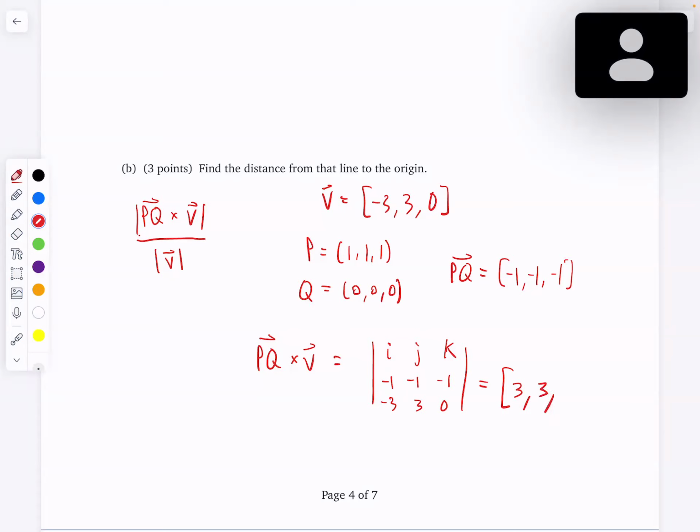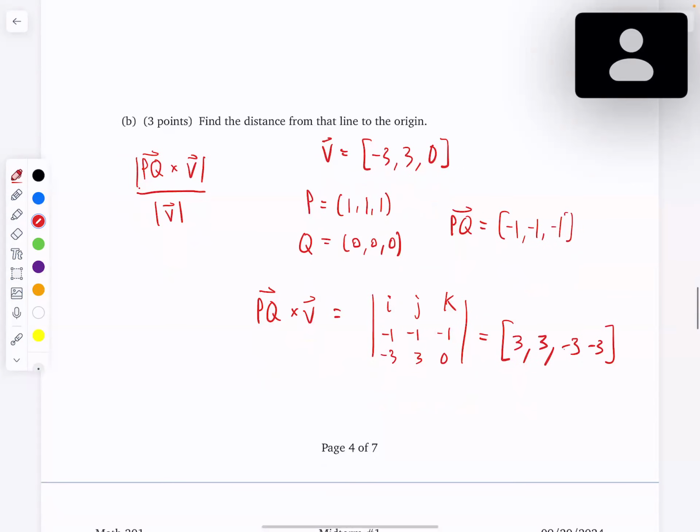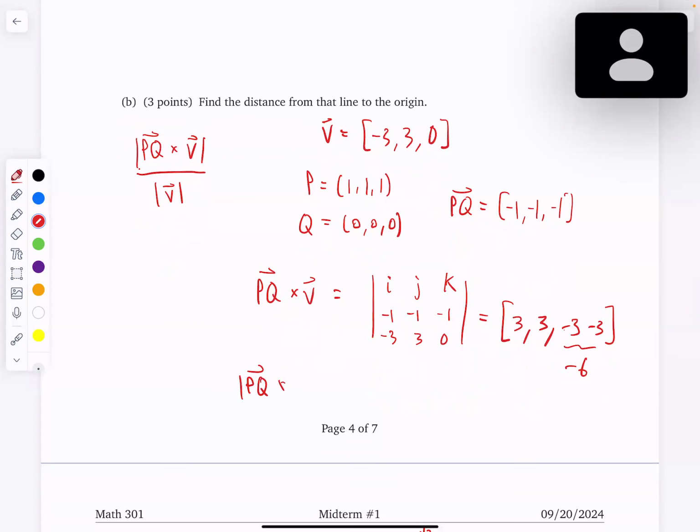And then for the k, you get -3 minus -3 times 1, which is 3, and so it's going to be -6. Okay, and so this is -6. And so we want the magnitude of that vector. The magnitude of that vector is going to be 9 plus 9 plus 36, and then divided by the magnitude of v, which is 9 plus 9, root 18.